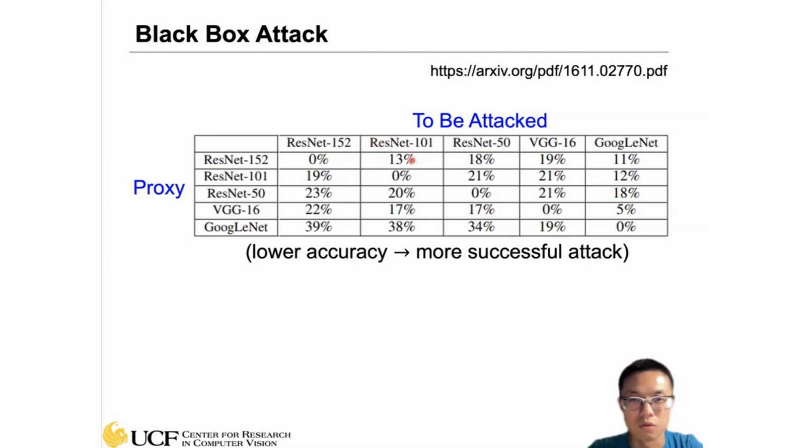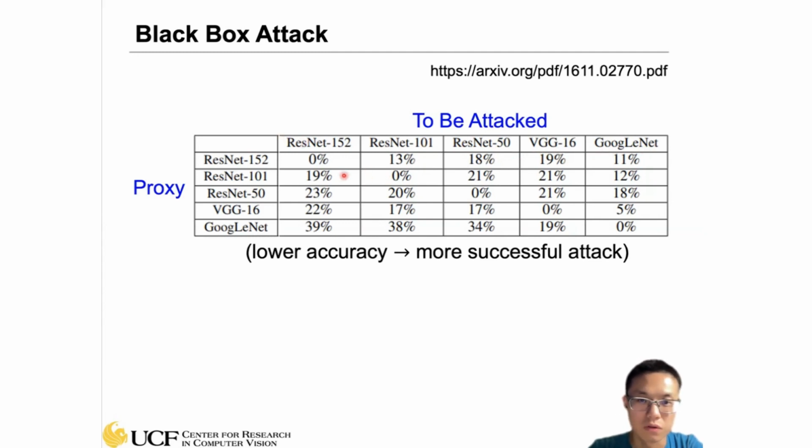Okay, and then we move on to the next one. The proxy network is 152, and the attack network is 101. So it's a different network architecture, but still within the ResNet family. And you can see that although it's not 0% anymore, it has some accurate classification, but it's still very low. You only have 13% accuracy. We can still consider this a very successful attack case. Okay, so this is the other case for ResNet, VGG, and GoogleNet.